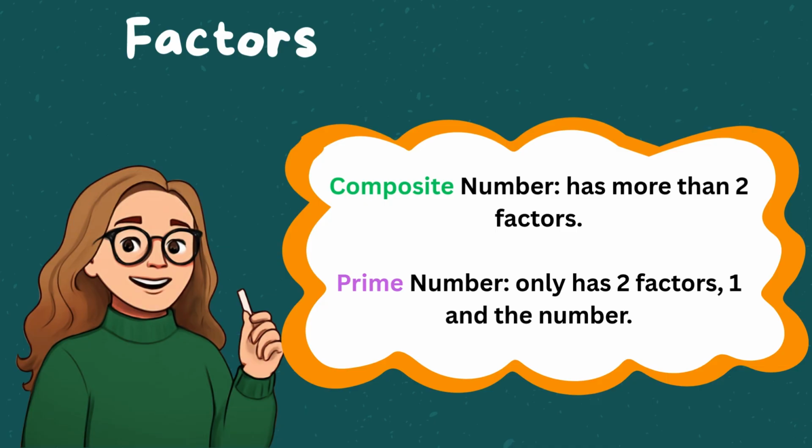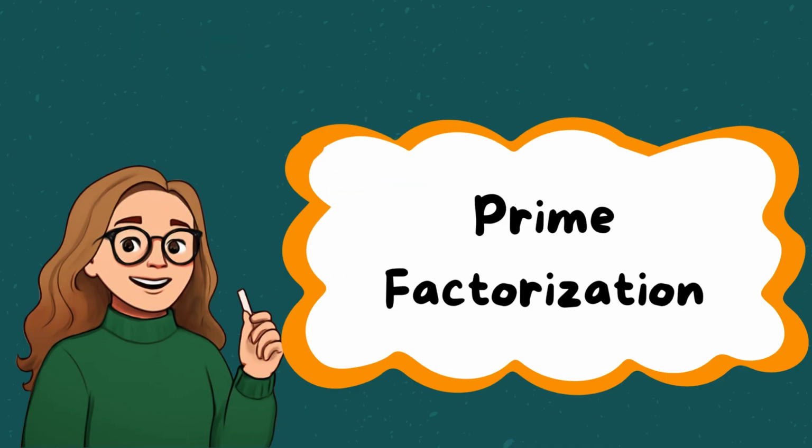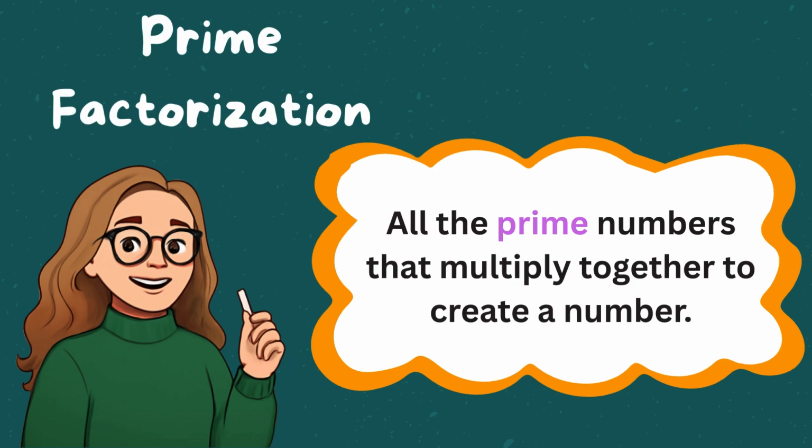Now, why do we need to know what prime numbers are? Because now we're going to talk about prime factorization. So our focus is going to be on prime numbers as we write the factors of another number. So prime factorization means what are all of the prime numbers that multiply together to create a number. So we're looking for only prime numbers, and how many of those prime numbers, or what numbers are they that are going to multiply together to create a number.